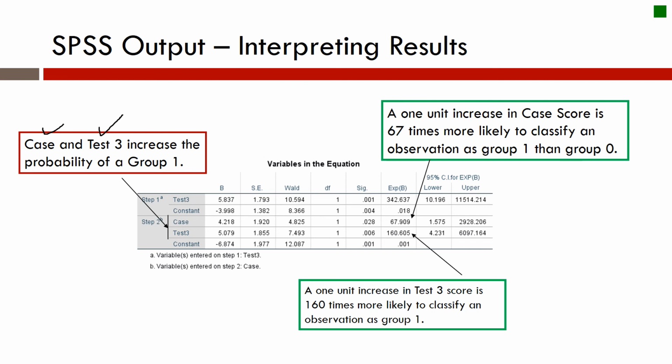Now test 3 is even more important though. If you do well on test 3, it's 160 times likely that you're going to be classified in group 1 than in group 0. So again, this is a very powerful reporting tool to indicate what's going on.